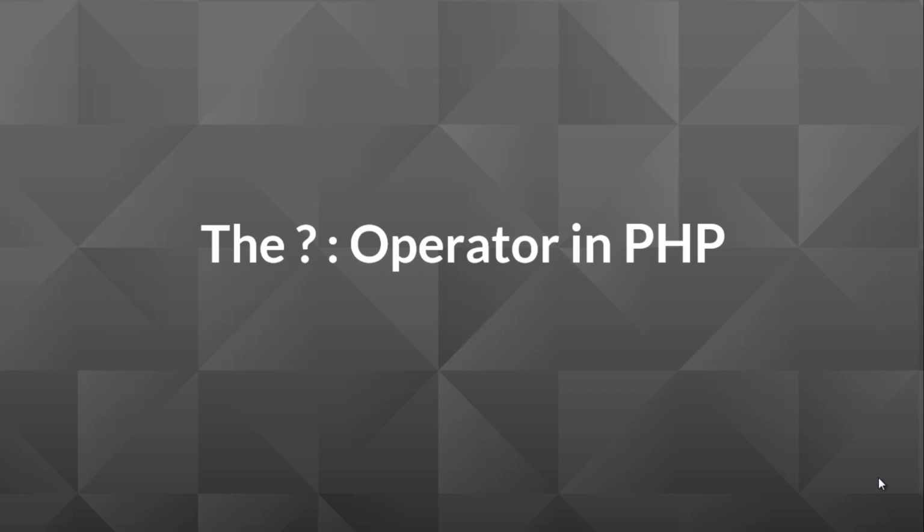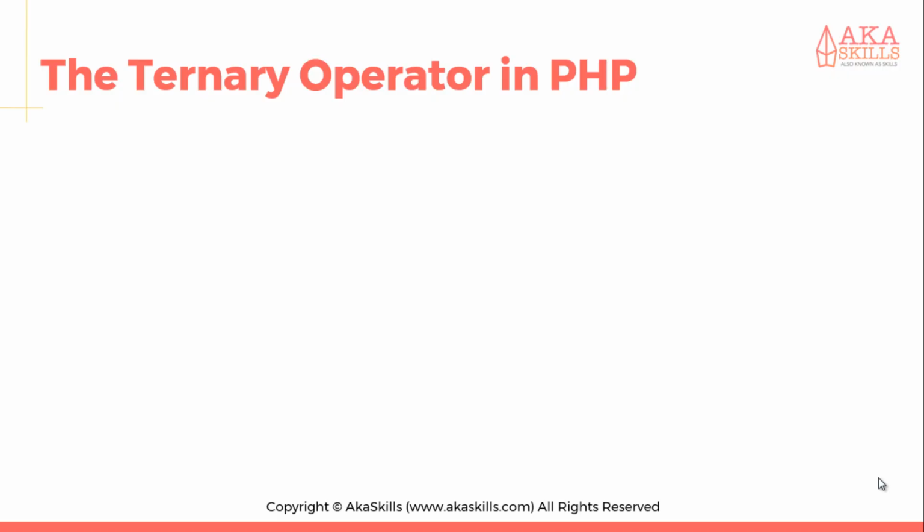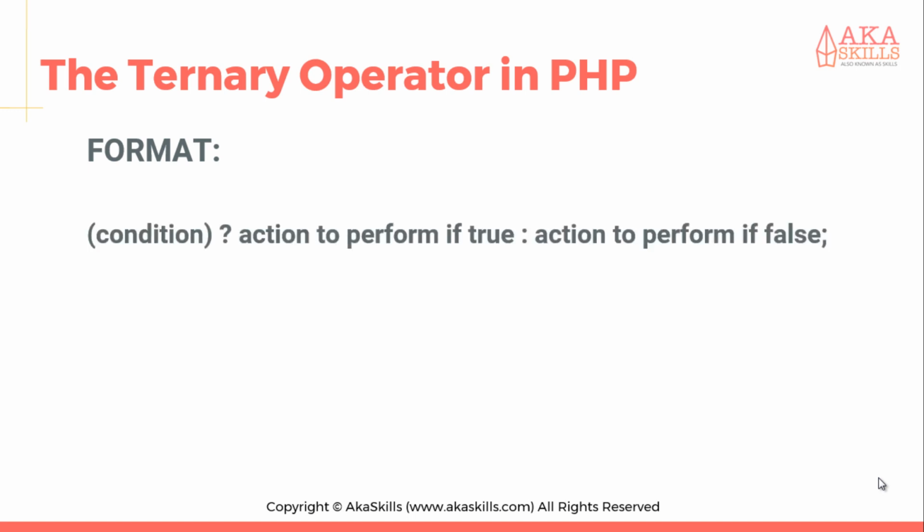And this is the very last conditional we'll be talking about in PHP. It is called the ternary operator. And as you can see, it's made up of the question mark and the colon. Once again, what we are bothered with is understanding the format for this operator. It is as simple as this.